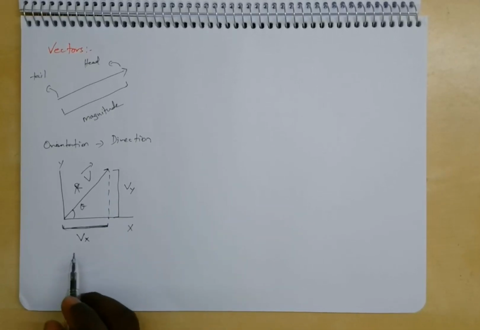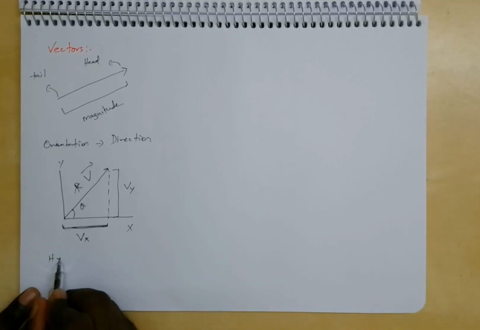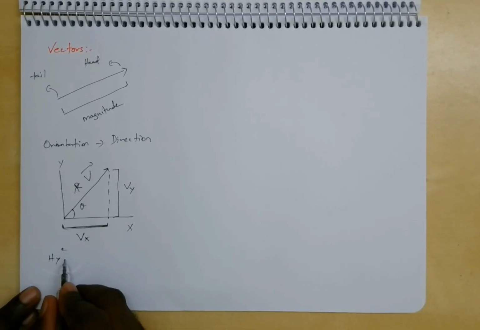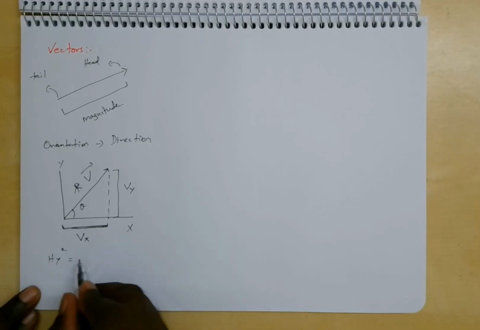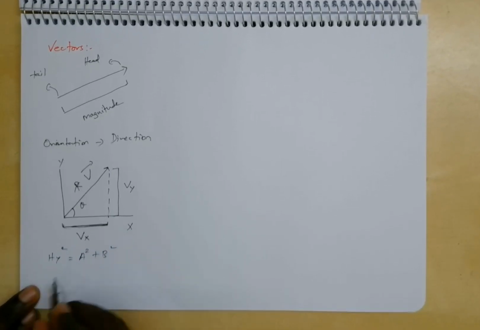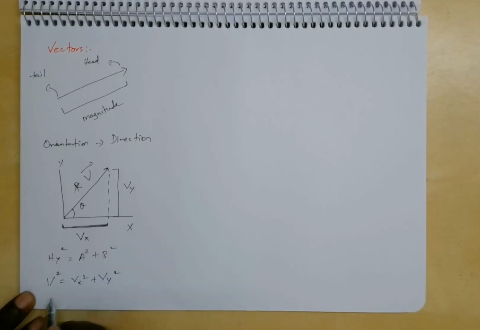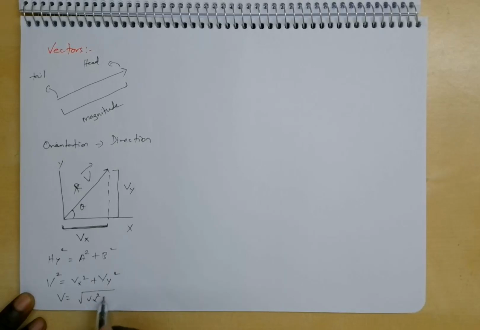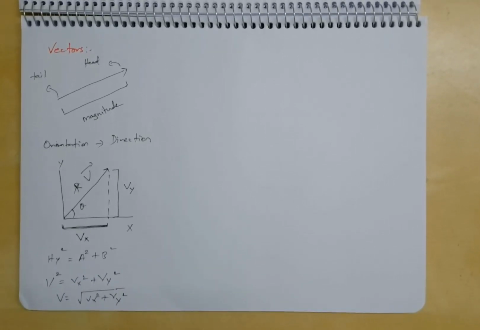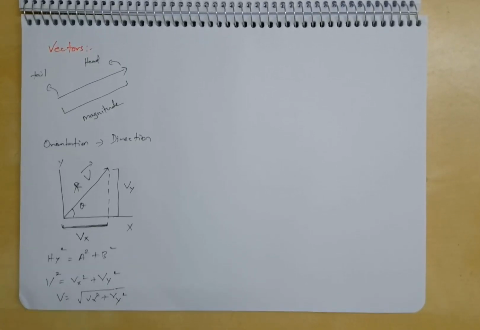So now, what is the Pythagoras theorem? The hypotenuse squared is a squared plus b squared. So in this case, V squared is equal to Vx squared plus Vy squared. But we want only V. So it will be the square root of Vx squared plus Vy squared. Then this V is what we call the magnitude of the vector or length of the vector.